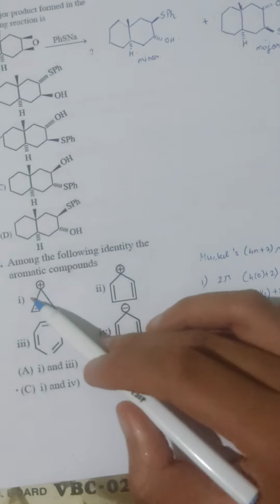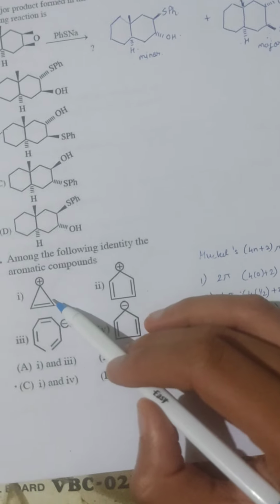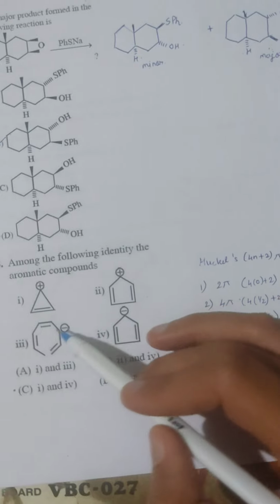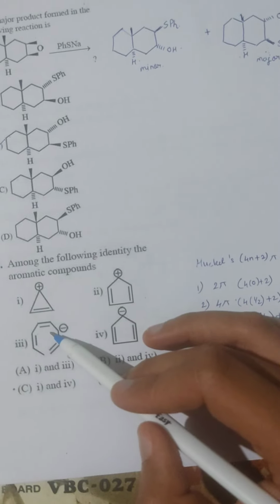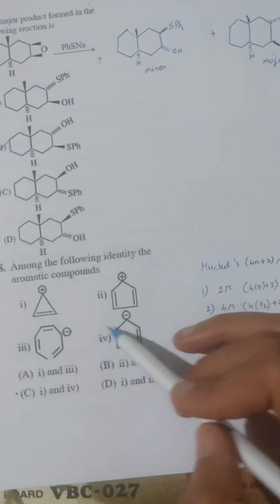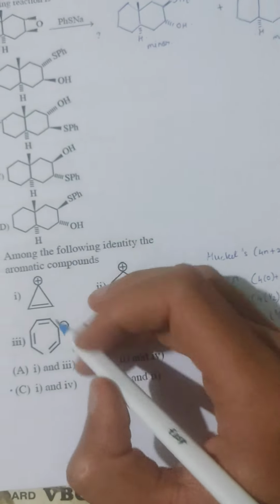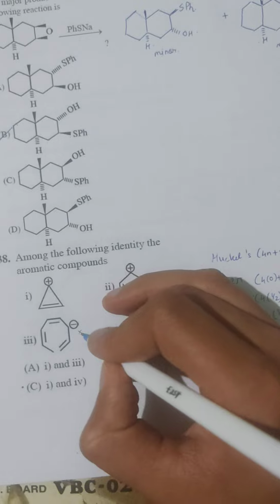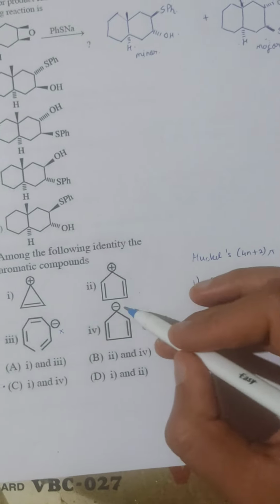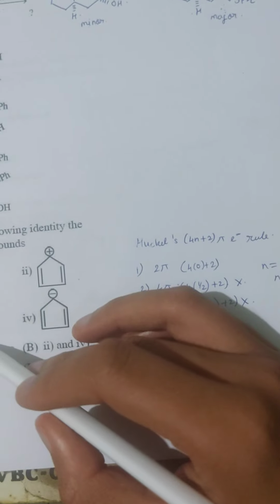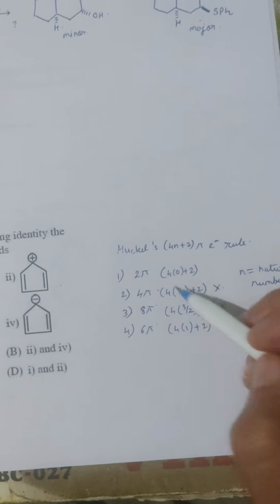So here, for the first one, we have only 2 pi electrons. One bond means 2 electrons. In this case, we have 4. In this case, we have 8. And this case will not arise because it is not closed at all, so automatically we can reject this. In this case, we have 6. So here in this part, being an open chain, I have shown why.